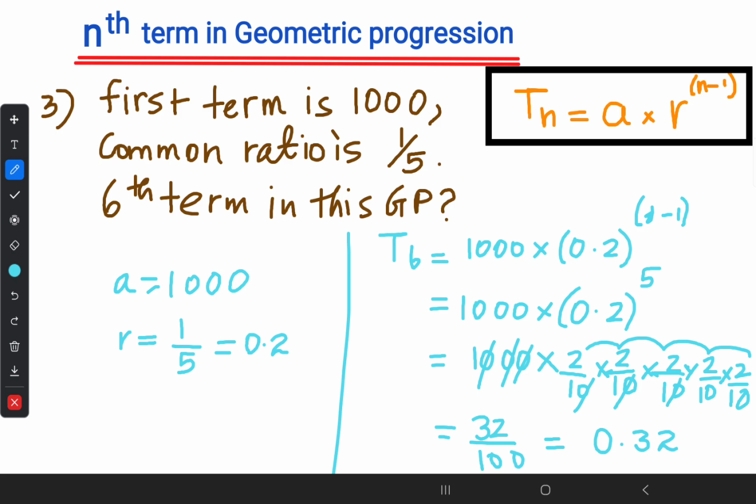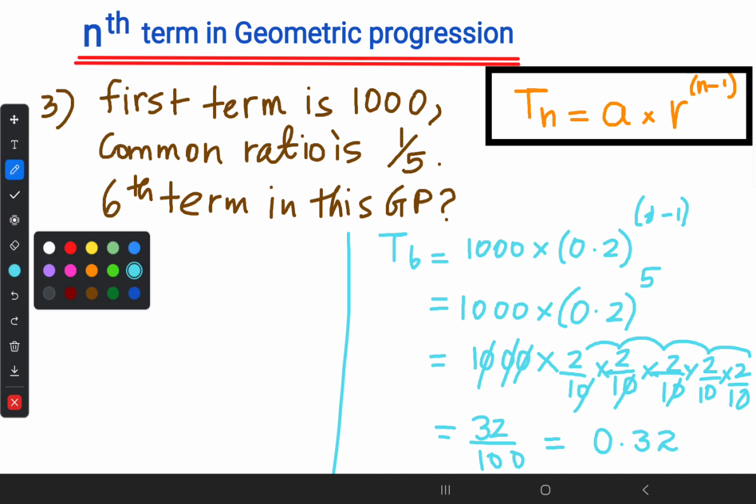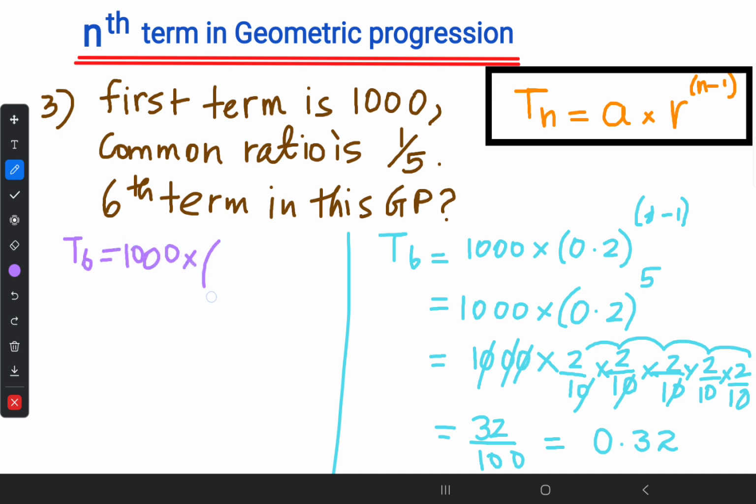If you are compatible with the fractional method also, no problem. I will explain. T6, that is 1000 multiplied with 1 upon 5 with the power of 6 minus 1, it would be 5. Same thing there as well. 1000 should be multiplied with 1 upon 5, 5 times. So you can give 1 with the power of 5 and 5 with the power of 5. This is a suitable method. Take a look.